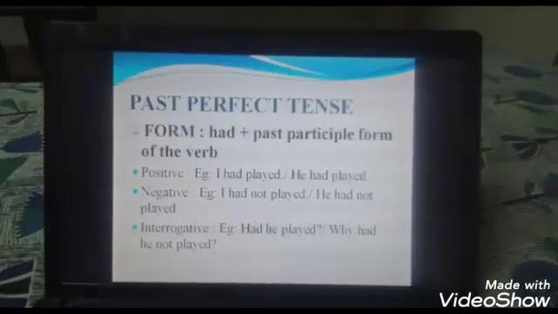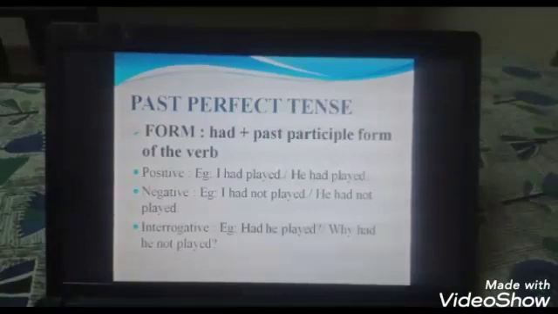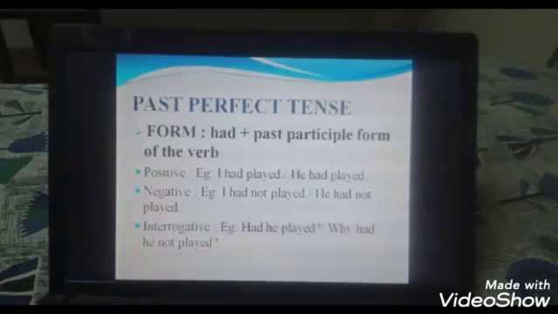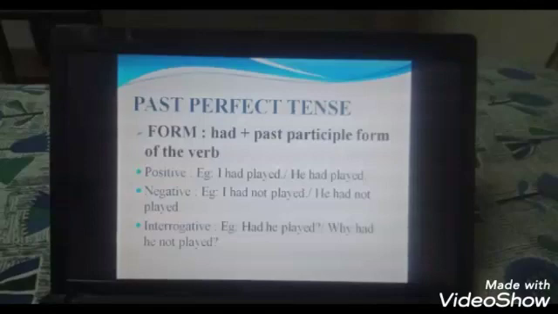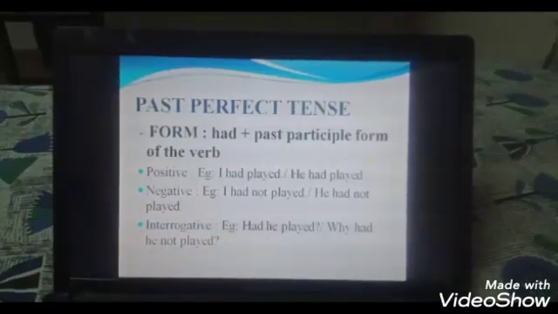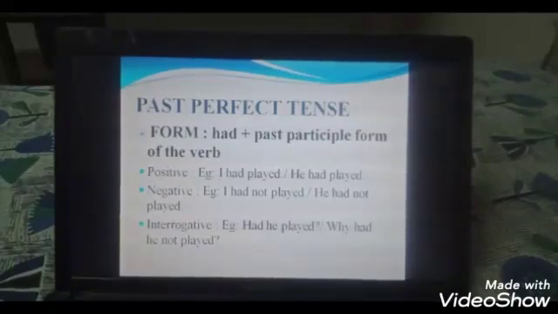The next is past perfect tense. The form of past perfect tense is had plus past participle form of the verb. Example, I had played. While changing the subject, there is no change here. Okay, the verb is not at all changing. For example, he had played. Right. Now, negative sentence, I had not played. He had not played. For interrogative, example, had he played or why had he not played?